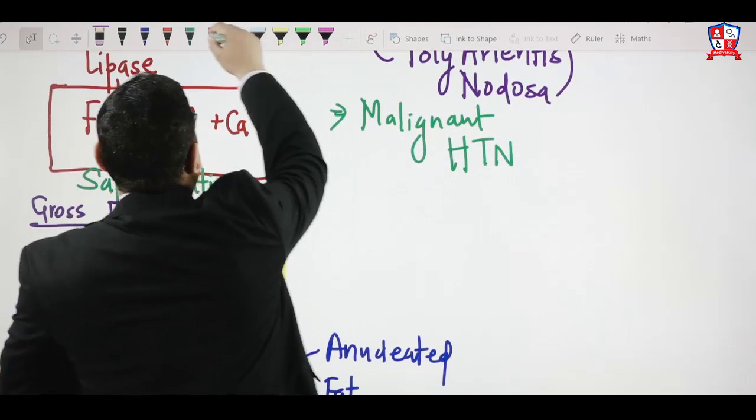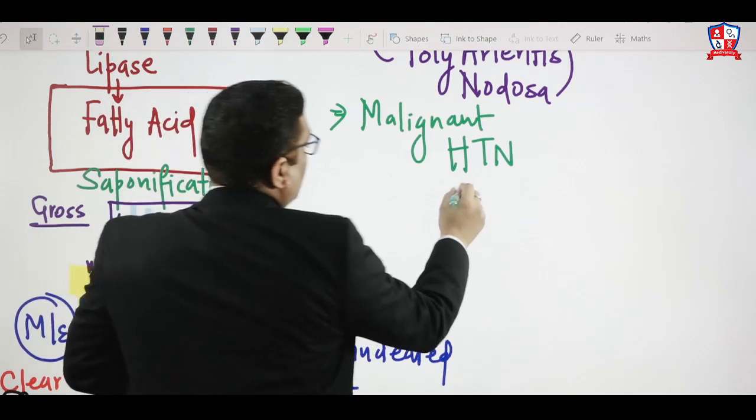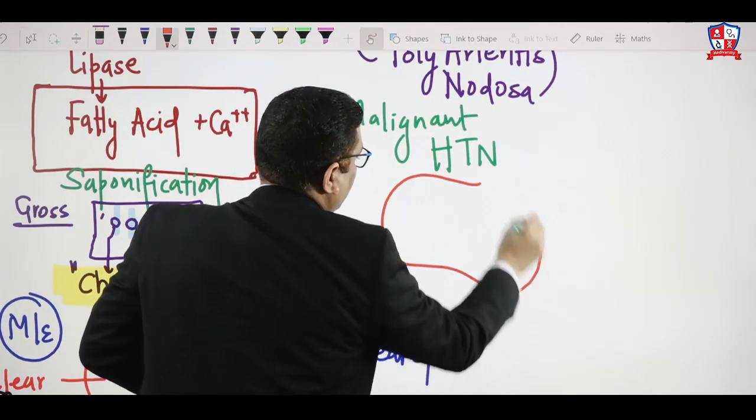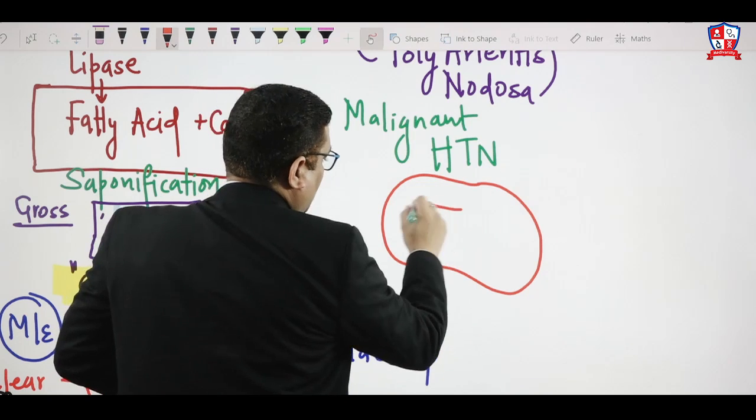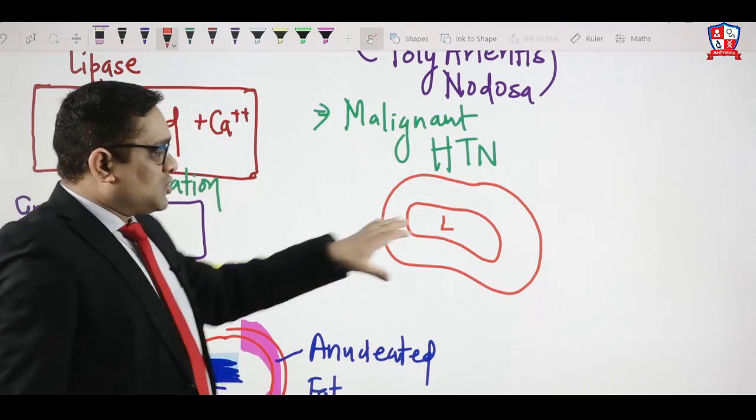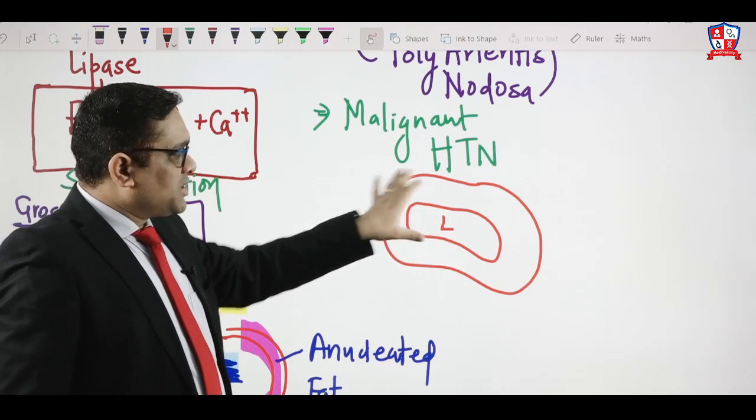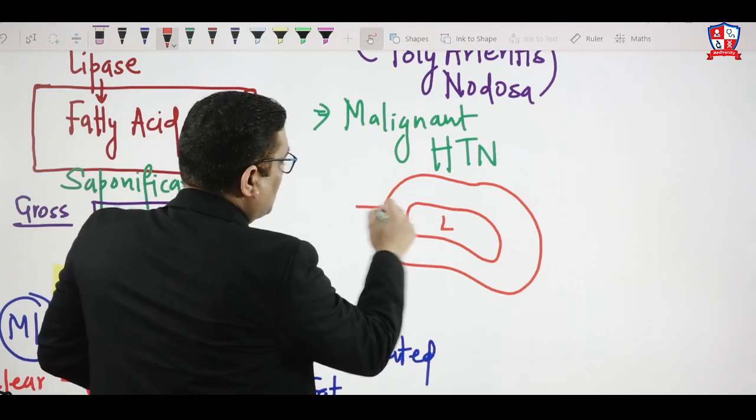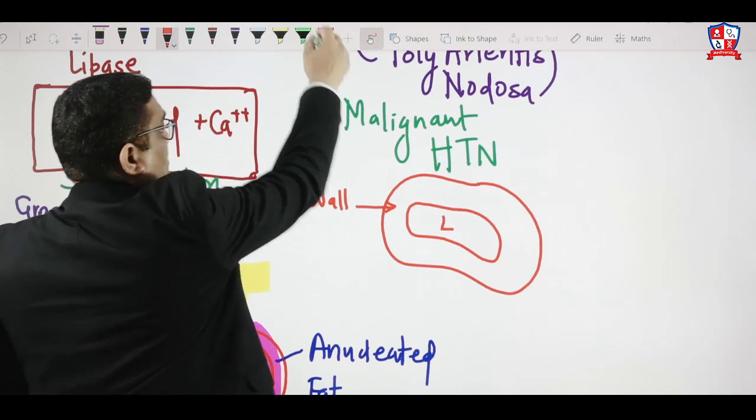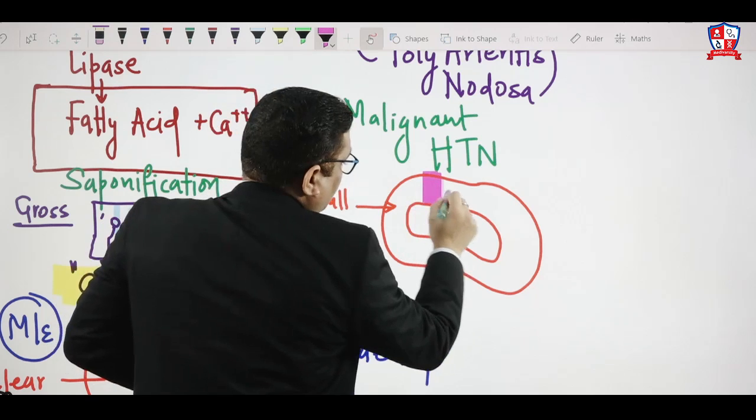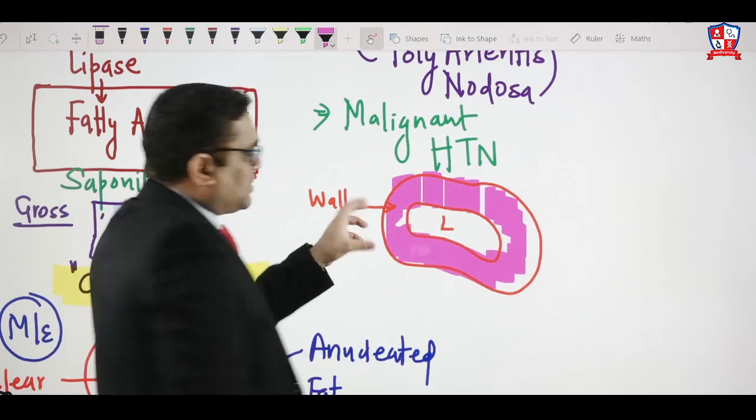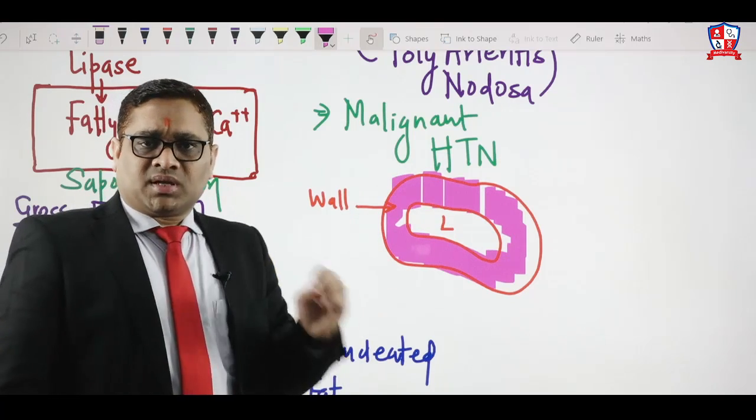I just wanted to demonstrate. Suppose I am showing you a blood vessel, and this is the lumen of the blood vessel, right? And there is a vessel wall. On the wall of the blood vessel, you will be seeing pink deposits. So I'm showing you these pink deposits. This pink deposit is the fibrin plus immune complexes.